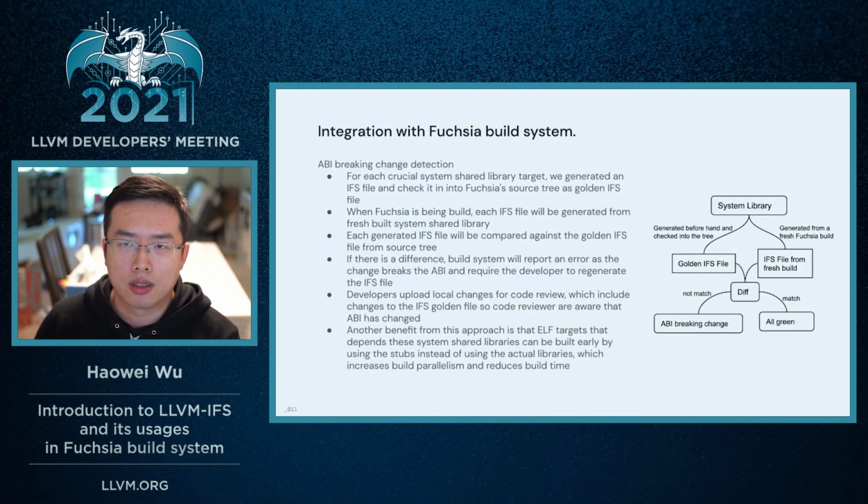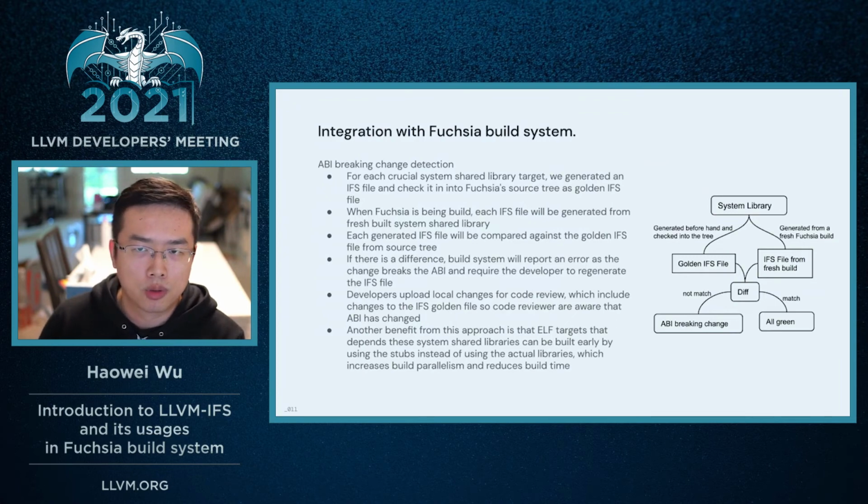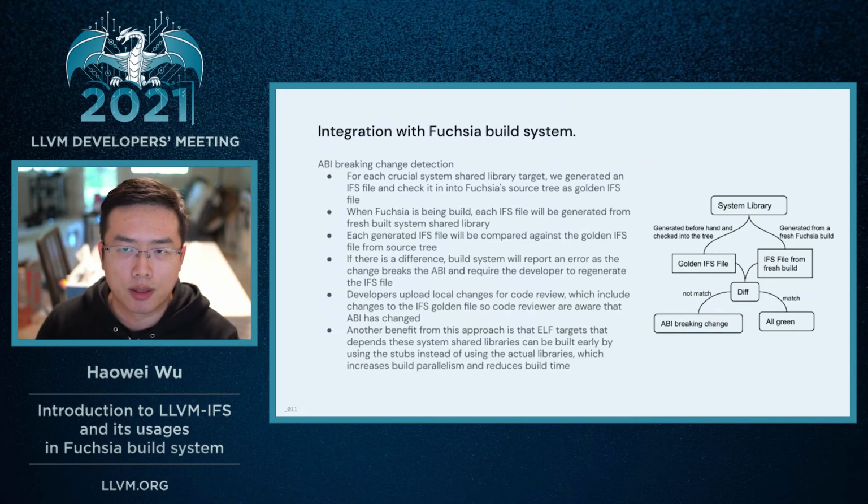Another use case is to detect ABI changes in the code review. For each crucial system library target in Fuchsia, like the library for the syscalls, we generate an IFS file and check it into the Fuchsia source tree as golden files. When Fuchsia is being built, each IFS file will be generated again from freshly built libraries, and they will be compared with the golden files. If there is a difference, the build system will report an error as an ABI change is detected and ask the developer to regenerate the IFS file manually and replace the golden file in the source tree.